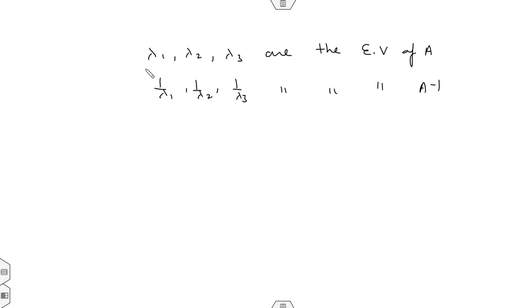So if lambda 1 is the maximum eigenvalue of the matrix A, then 1 upon lambda 1 is the smallest eigenvalue of the matrix A inverse. By using this concept, we can apply the inverse power method to compute the smallest eigenvalue of the matrix A. So let us do one example.